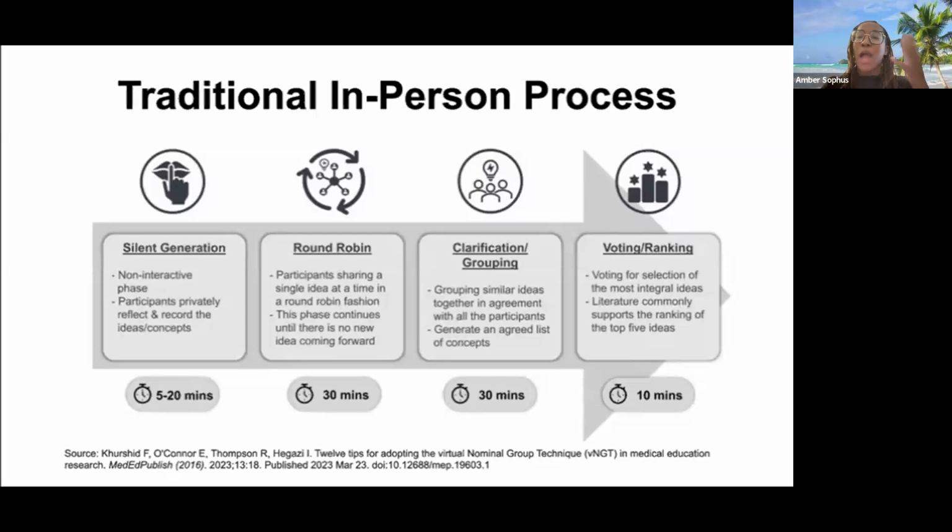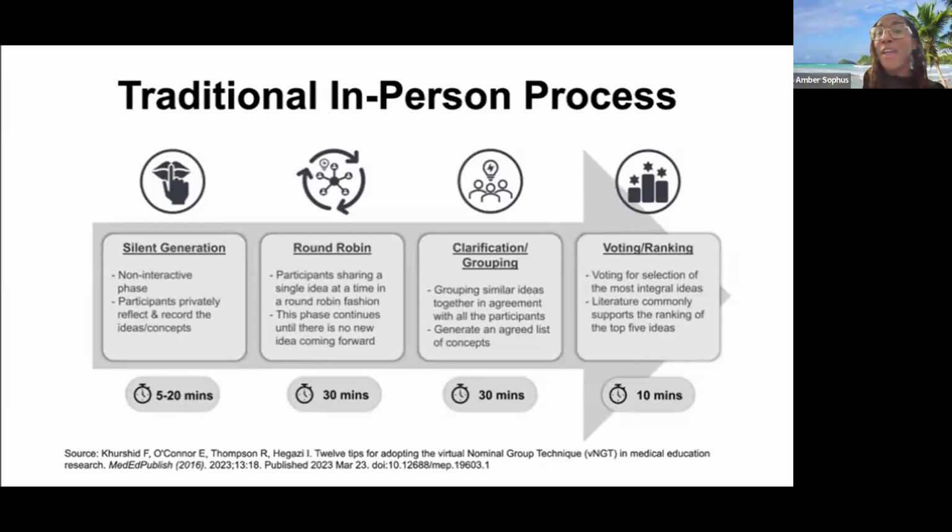And then next is round robin sharing, where each person that's present provides their list of ideas, and they may even provide definitions, they may provide their point of view, but you want them to keep it fairly to the point and simple. Next, you have this clarification and grouping. So you want everyone to tell what their ideas mean. Maybe there's similar ideas, so you're going to group them together. And then you want the entire group to agree on what that list is.